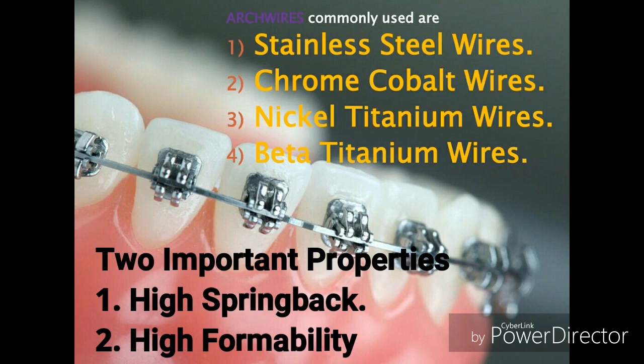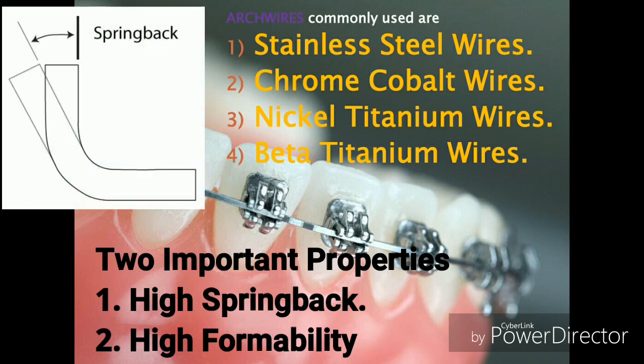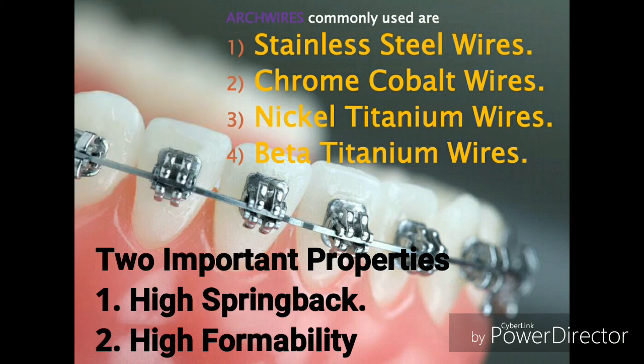Ideally, an arch wire must have a large spring back property. That is, it should be possible for the wire to be deflected over a long distance without permanent deformation. This means that a clinician is assured of a large range of movement with minimal adjustments.